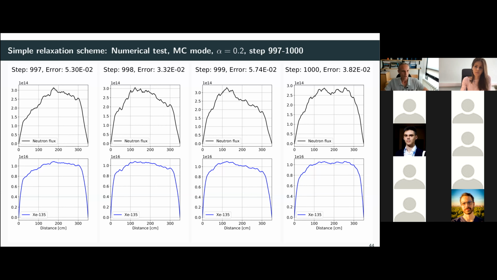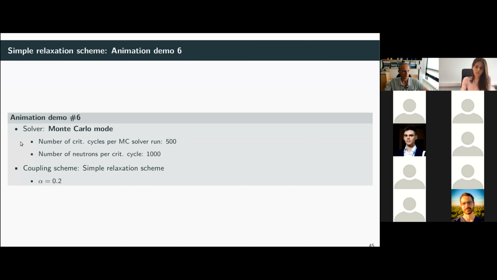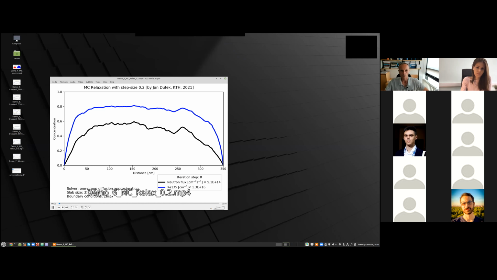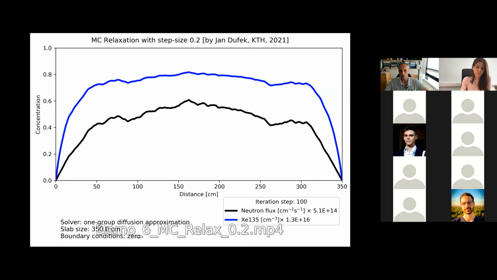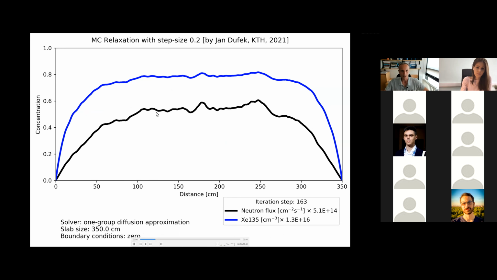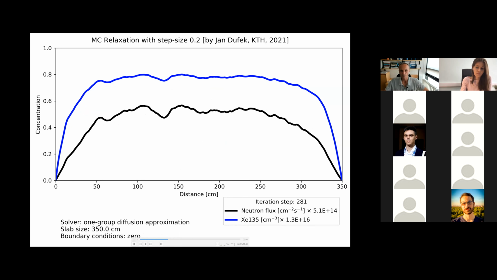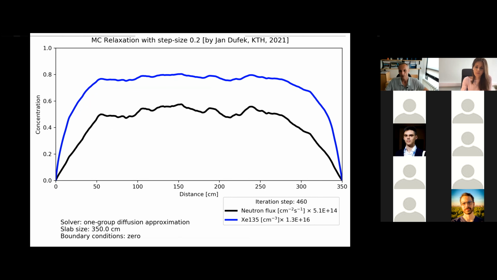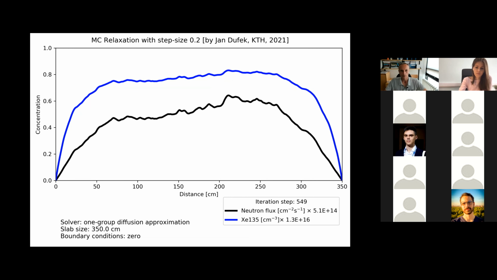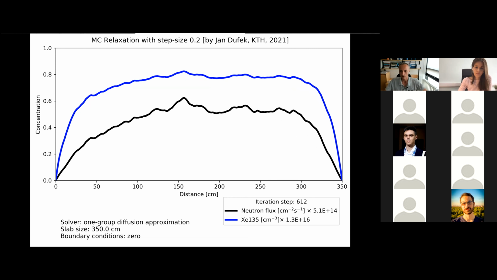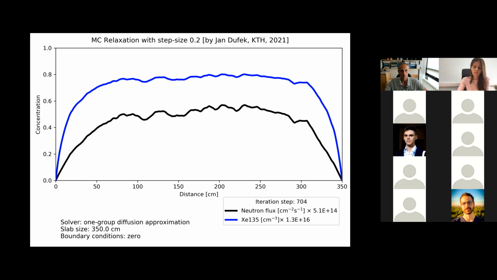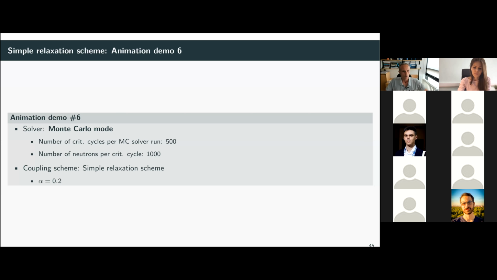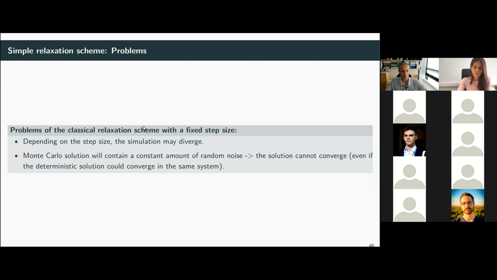I will quickly show you the animation. It's the same result, just animated here. So you can see that the random noise, that is basically this noise in this black line for the neutron flux, doesn't really get smaller with the iteration steps, right? It looks to be constant. So that is a problem. Your simulation will never converge. All right. So this I mentioned, the problem with the relaxation scheme.